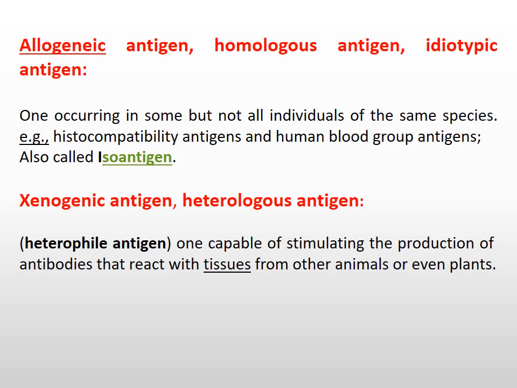Because here the antigen is shared by different species, and can even be present in plants also. So it is capable of stimulating the production of antibodies that react with tissues from animals of different species or even with plants. So the antibody produced by this type of antigen can react with animals of different species or plants. That is why it is called heterologous, different species, heterologous antigen or xenogenic antigen.